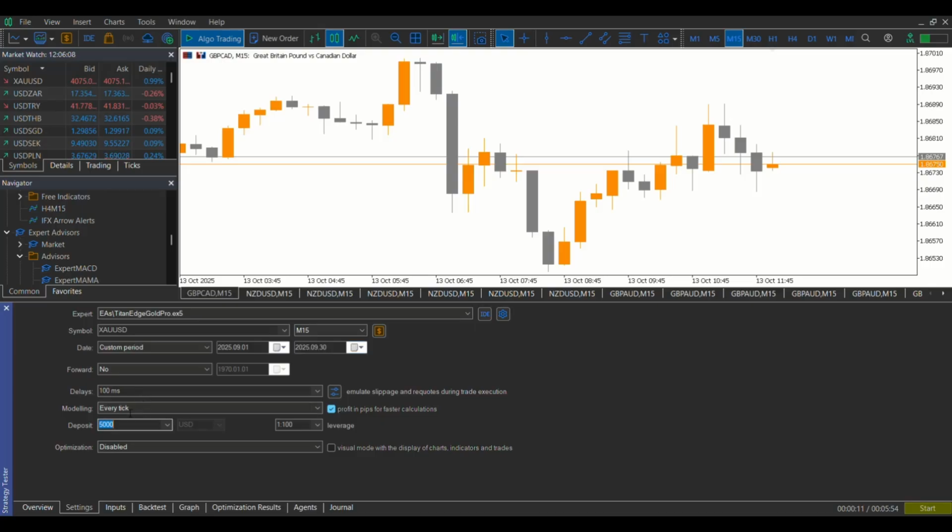Then I have set the account size to 5k. Let's make it 10k. You can set it to anything. You can start trading with a minimum of a $100 account, and you can use it on funded prop accounts like 10k, 50k, 100k, anything.